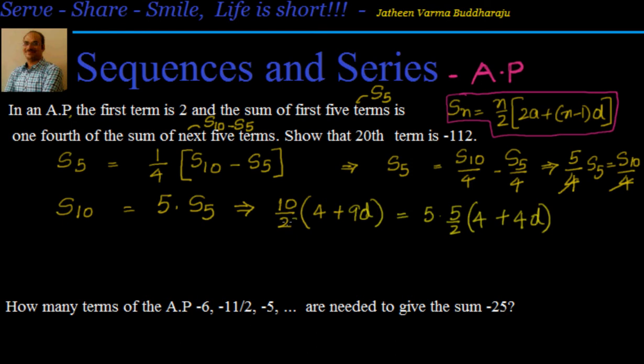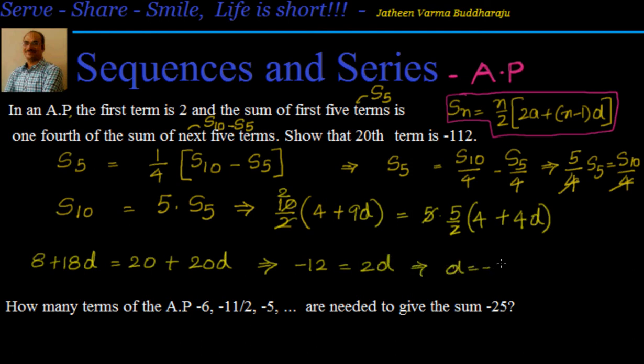Let us see. 10, 2 cancels out. 5 I can cancel 2 times. So if I expand this, I will have 8 plus 18d equal to 20 plus 20d, which gives me minus 12 equal to 2d, which gives me d equal to minus 6. Now once I get d equal to minus 6, I know a equal to 2. I know d equal to minus 6.